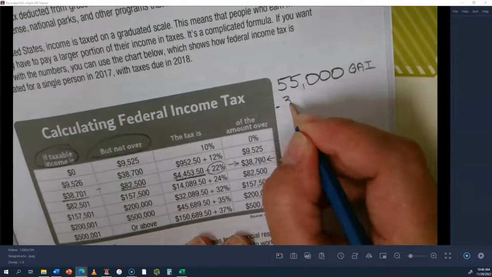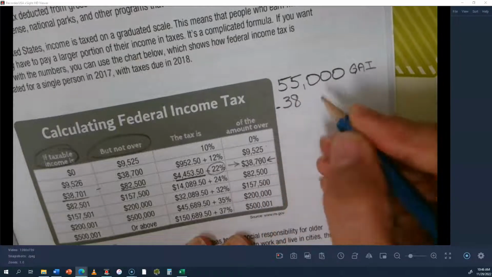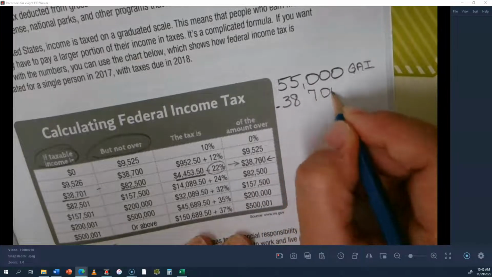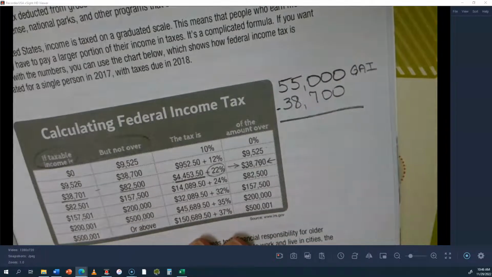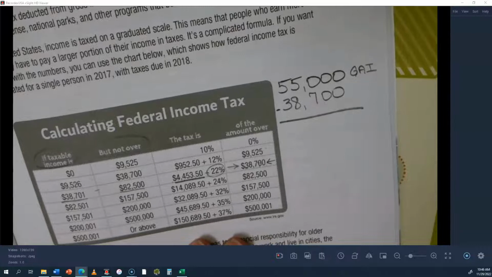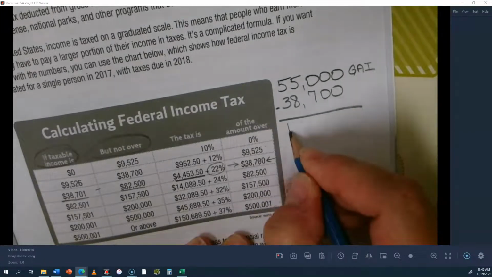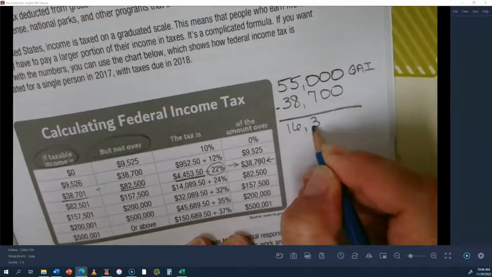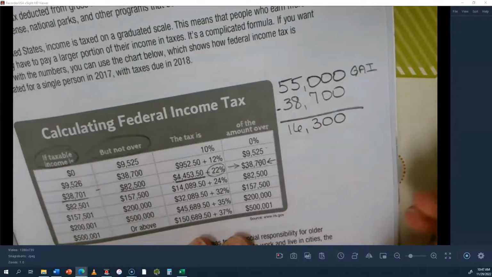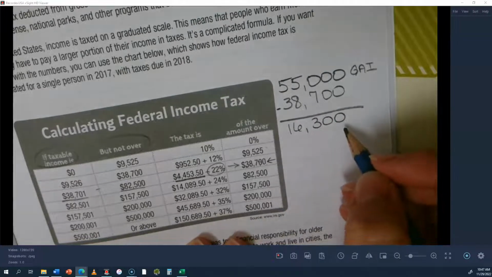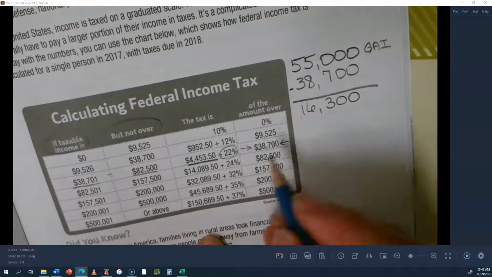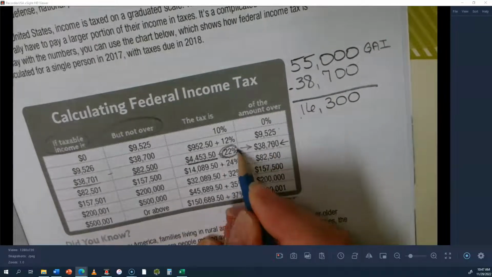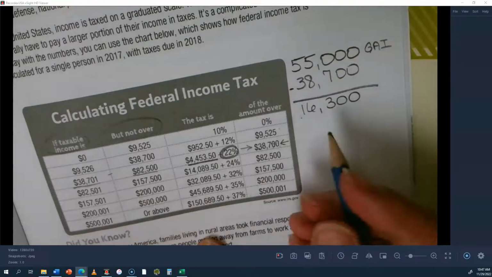So I'm going to take 55,000 minus 38,700. Okay? And I come up with $16,300. Okay. So now I have the amount over that. I need to now take this percentage of that amount.